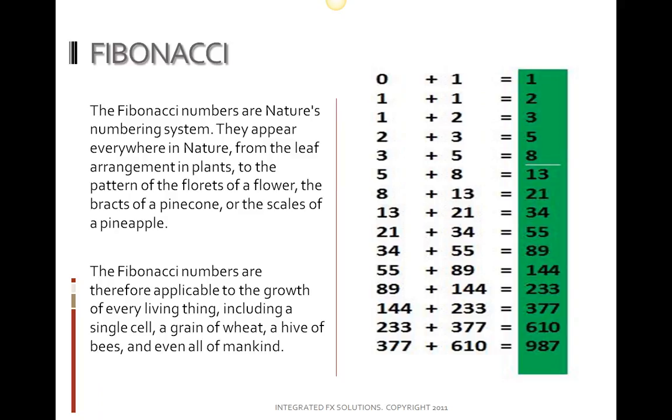They appear everywhere in nature, from the leaf arrangement in plants to the pattern of the floret of a flower, the bracts of a pine cone, or the scales of a pineapple. The Fibonacci numbers are therefore applicable to the growth of every living thing, including a single cell, a grain of wheat, a hive of bees, and even all of mankind. Highlighted in green are the Fibonacci sequence.